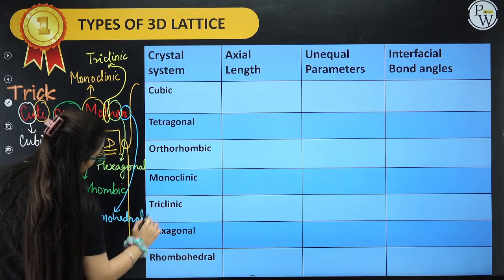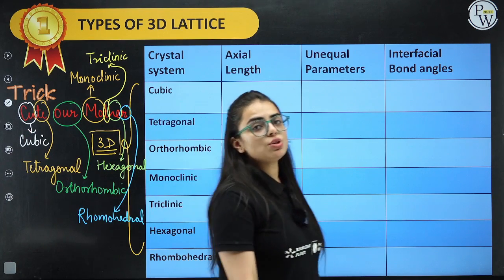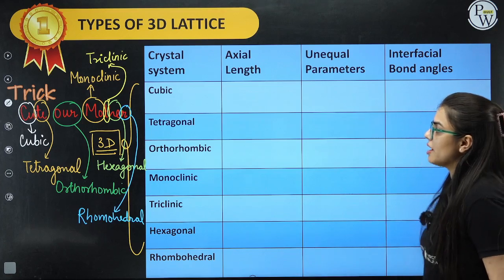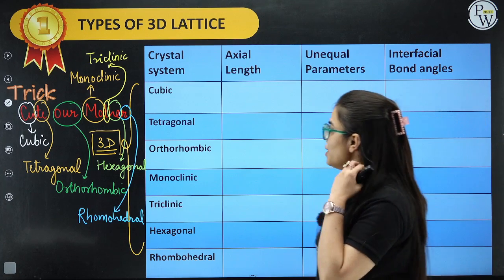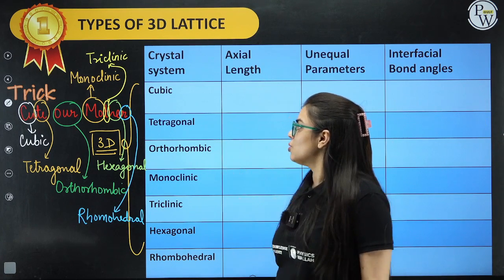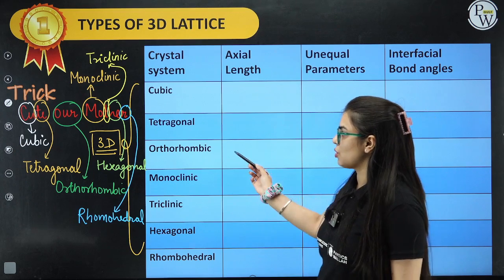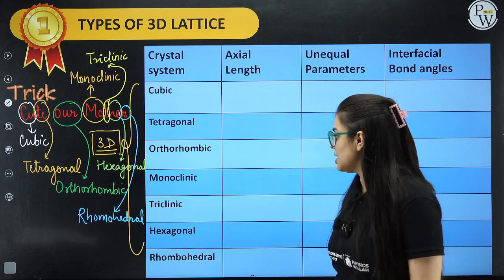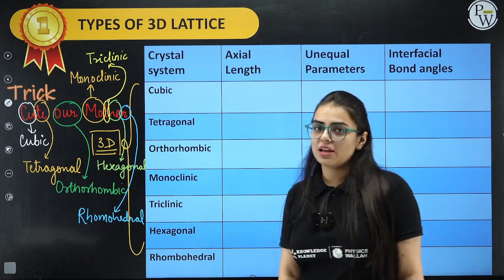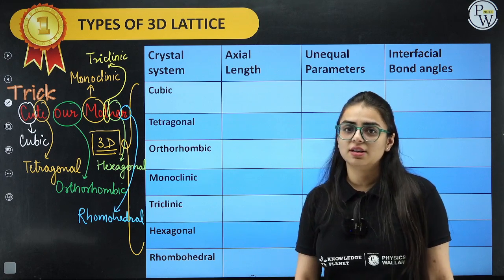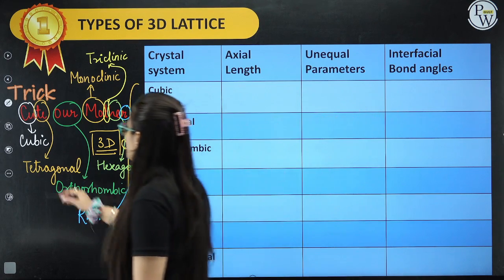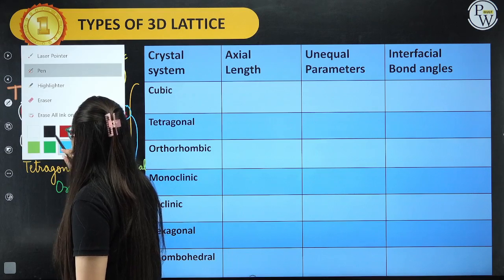Rhombohedral. So repeating again, the trick is "cute R mother." CU stands for cubic, TE stands for tetragonal, R stands for orthorhombic, MO stands for monoclinic, T stands for triclinic, HE stands for hexagonal, R stands for rhombohedral. Now, how are you going to do it?